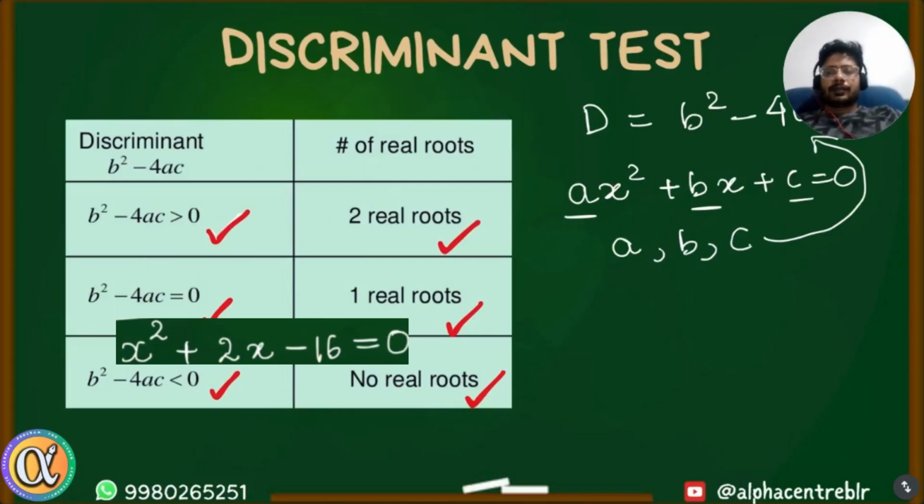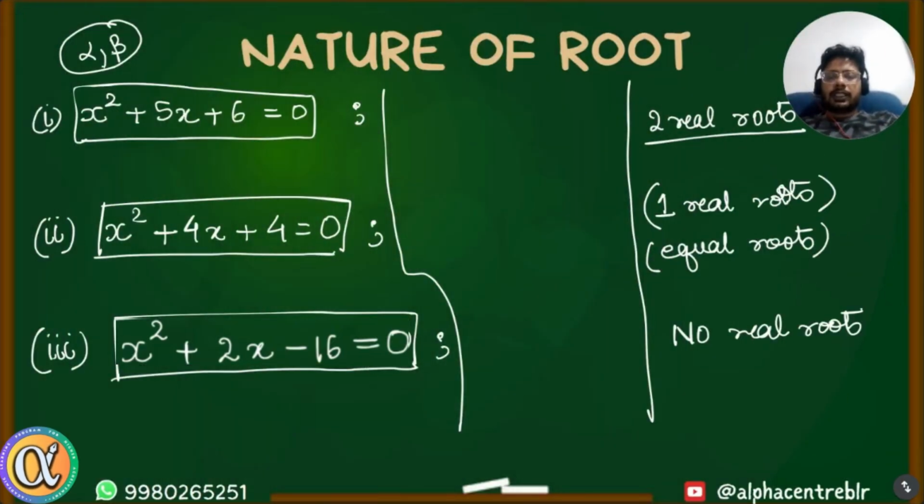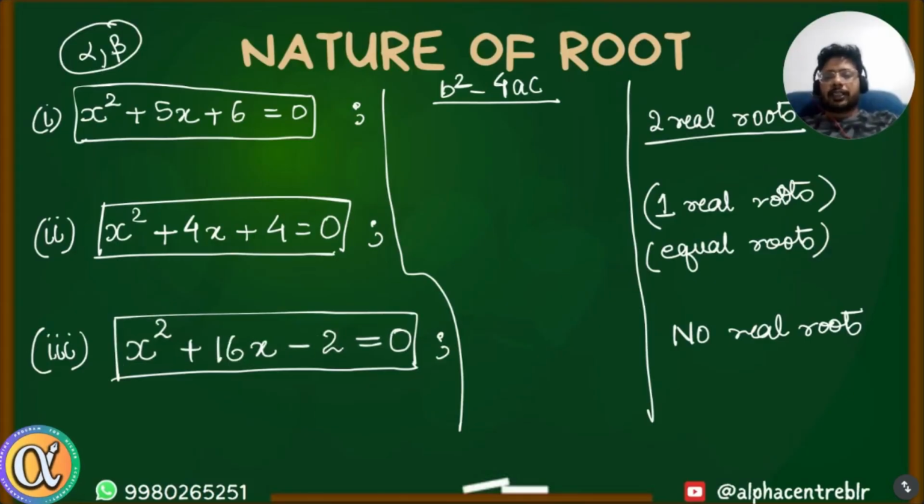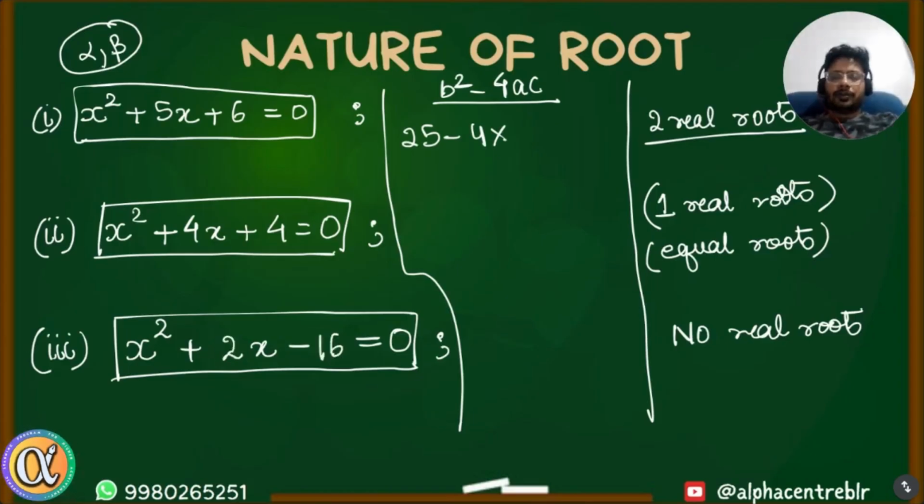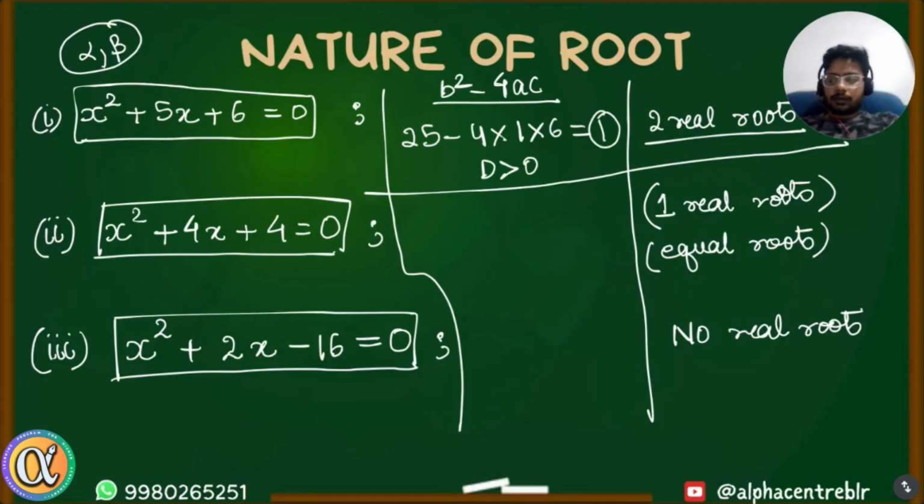All right. Let's go to the first case, discriminant b square minus 4ac. That's what we're trying to find here. So b square, b is 5, so 5 square is 25, minus 4 into a is 1, and c is 6. So 25 minus 4 sixes are 24. So the result is 1, which is greater than 0. It's positive, right? So D is greater than 0. That means two real roots.